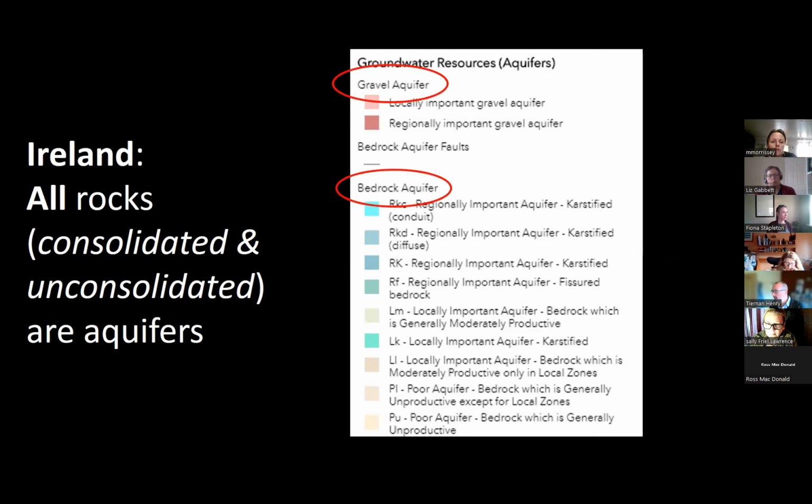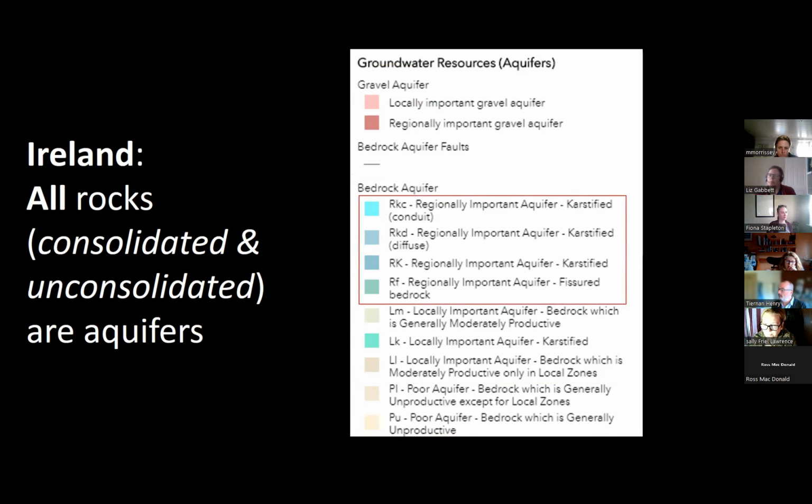And all of this information is available on the GSI website. And then within that, we have locally important or regionally important. And in bedrock, we have regionally important karst systems, we have locally important systems, and we have poor systems. And poor systems, the poor aquifer, PL or PU, that's as close as we get in Ireland to saying this is not a good aquifer. Whereas the RK ones are the ones we are saying, this is a really good aquifer. If you have an industrial need, if you're trying to provide sufficient water for a town or a village, if you get the water out of one of these, you're going to meet that need. But in the ones at the bottom, you might get sufficient water for a single house, but you mightn't get enough water for a town or a village.